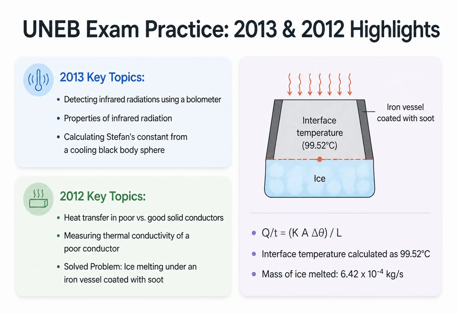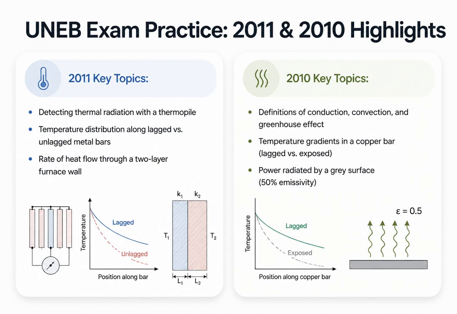The 2013 and 2012 exams featured some challenging calculations. In 2013, students had to describe how a bolometer detects infrared radiation and calculate Stefan's constant from the cooling rate of a suspended blackbody sphere. The 2012 paper included a complex problem about an iron vessel coated with soot, filled with boiling water, and placed on ice. Students had to set up a steady-state heat flow equation, equating the heat transfer through the iron and the soot to find the interface temperature of 99.52 degrees Celsius, and then use that to calculate the rate at which the ice melts.